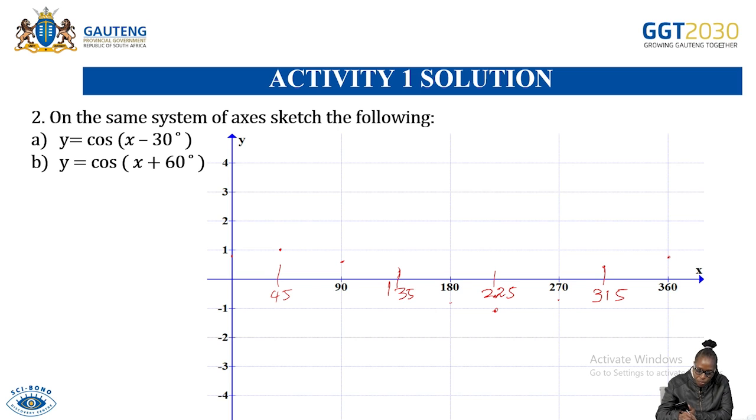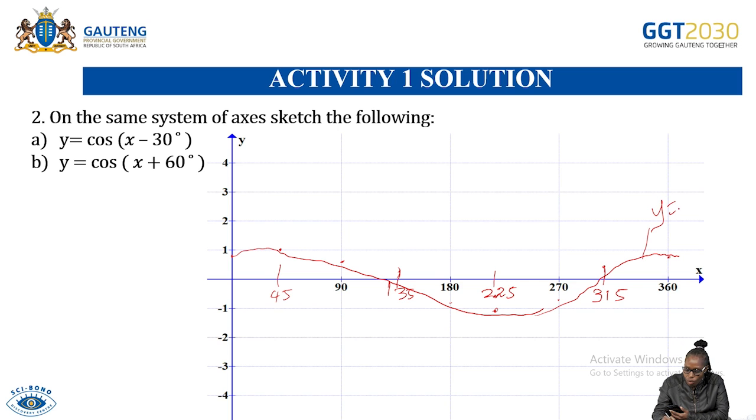So my graph is going like this, curving and moving this way. That is my y equal to cos x minus 30 degrees. That's what I get. Now, it's a curve, remember? It's curving there.